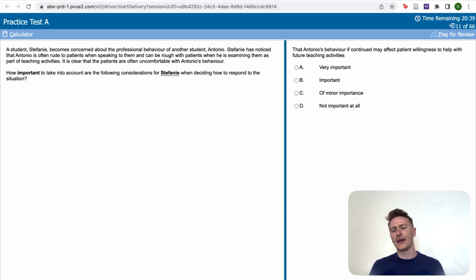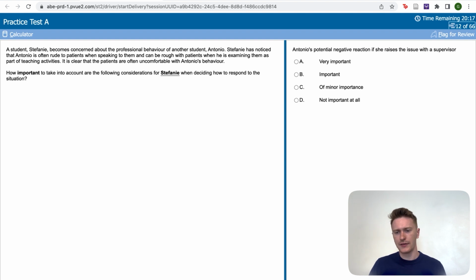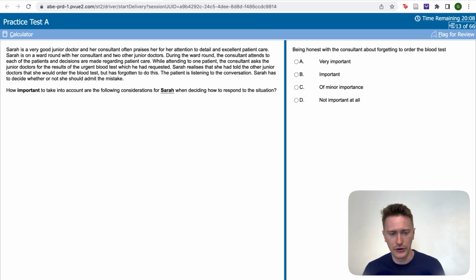Antonia's behaviour, if continued, may affect their willingness to help with future teaching. Again, it's a broader thing. The main concern is that the patients in front of us may feel uncomfortable, they may not share information, and they may feel unsafe in the hospital. Those are the primary considerations. This is a secondary consideration, but it is still important. It's not of minor importance because teaching is important. So B is probably more fitting. Antonia's negative reaction, again, this is more about her feelings, and I don't think feelings are very well valued in situational judgment tests in general, so not important at all.